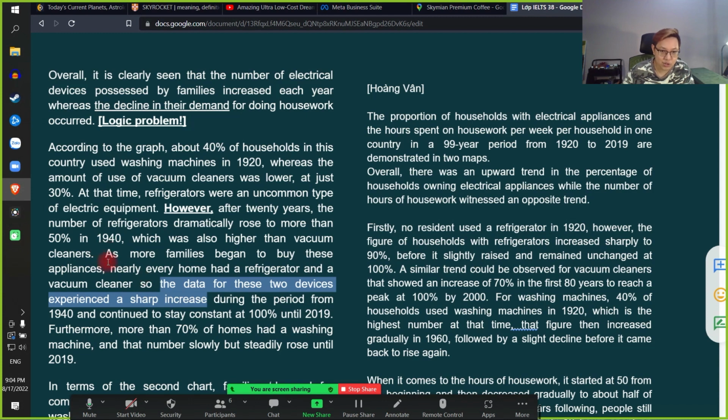This is a safe assumption from the fact that the data for the two devices experience a sharp increase. So you can assume that more families began to buy these appliances. You can also assume that nearly every home has a refrigerator and a vacuum cleaner. This is a safe assumption. Đây là một cái sự giả định mà an toàn.